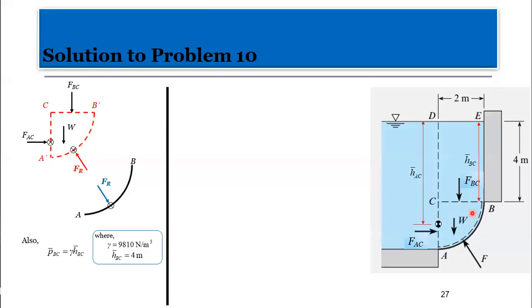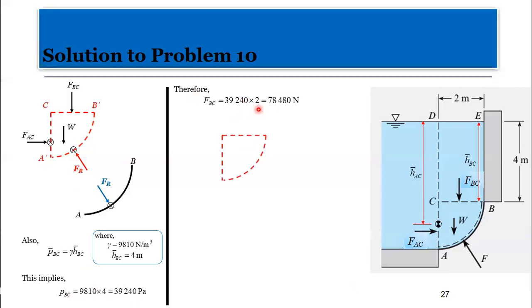So now that we've established HBC, we can simplify my PBC to be that. So that is it. All right. Now, therefore, my FVC is simply what? 39,240, which is the pressure, times the area that we computed as 2, we get 78,480 newtons. Okay.